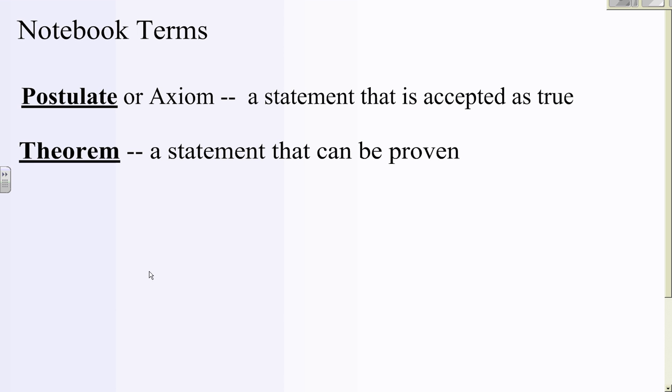All right, some notebook terms that you have to be familiar with this year are postulate or axiom, which are statements that are accepted as true. Usually they're things that are kind of obvious to logic, and they're things that are just accepted. Okay, a theorem is something that can be proven. So we'll be proving a lot of theorems this year, and a theorem is something where we use our previous postulates and some theorems to prove that theorem is true. Now, theorems are definitely things that we have proven, so we know they're true. It's not like a theory where it's something that's not certain.